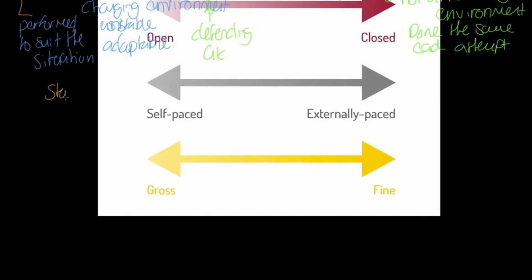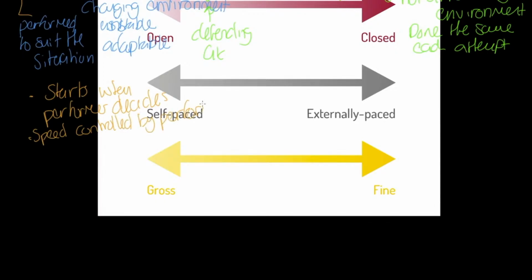Self-paced skills start when the performer decides. So the performer dictates when the skill starts and when it doesn't. So this couldn't be, for example, a sprint start, because that's when the gun goes, right? So a sprint start is obviously an externally paced skill. We also have that the speed or the rate of the performance is controlled by the performer. Okay, so for a self-paced skill, the performer themselves determines the degree to which they pace what they're doing. It's entirely down to them.